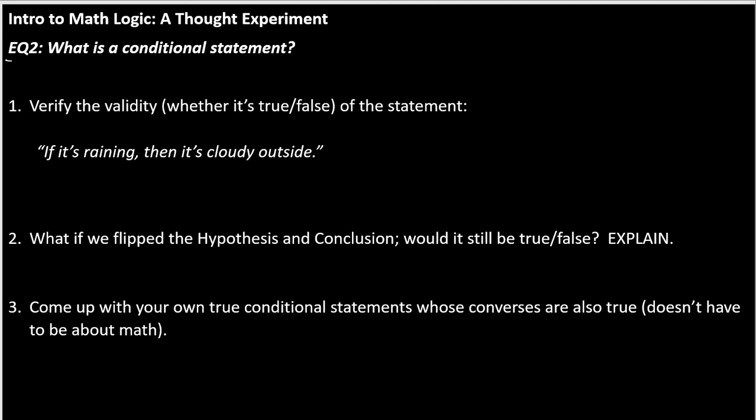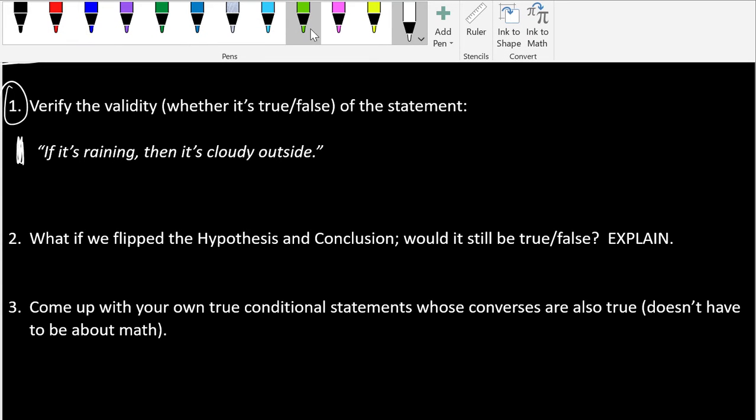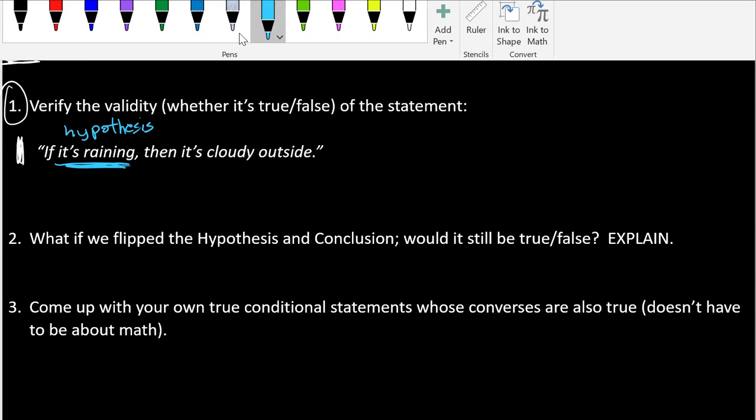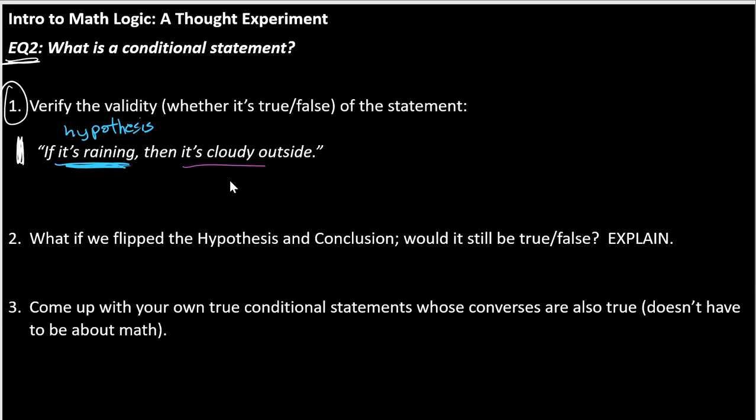Okay, so now let's move on to our second essential question. So what is a conditional statement? So a conditional statement, you've got an example of one, is right here. If it's raining, then it's cloudy outside. Okay, so this first part before the comma, if it's raining, this is called your hypothesis. We ought to be familiar with that word from science classes. And this second part, after the comma, after the word then, is called our conclusion.